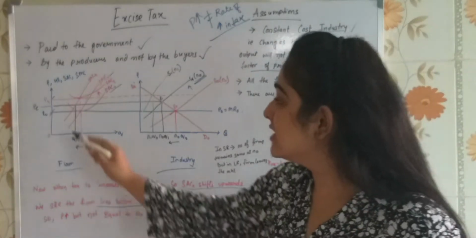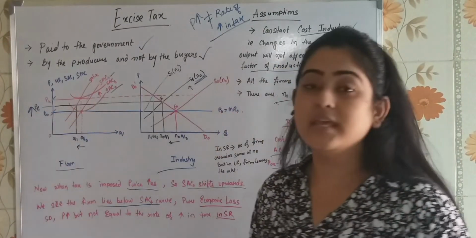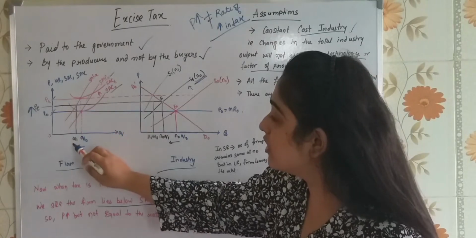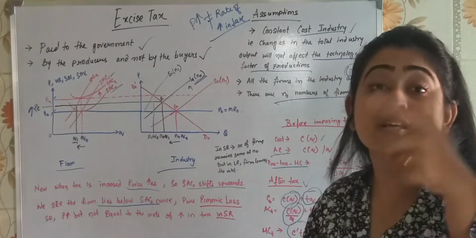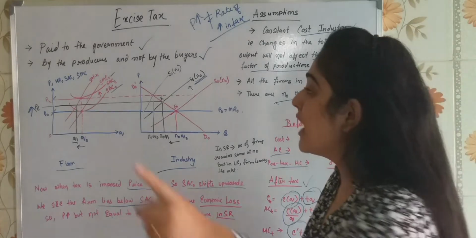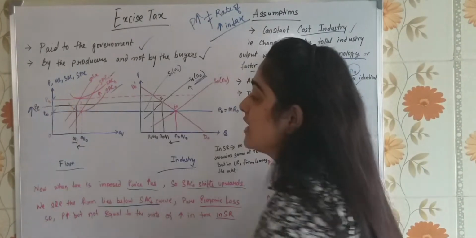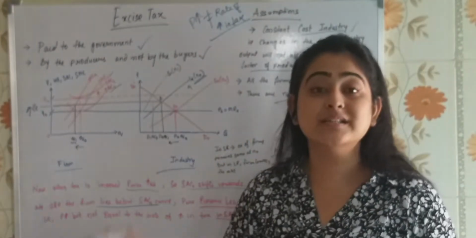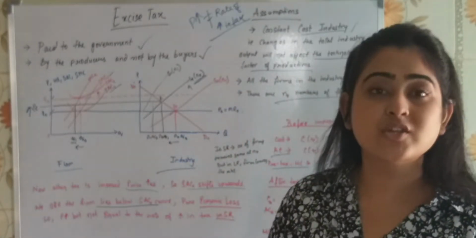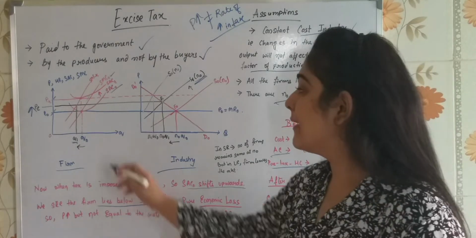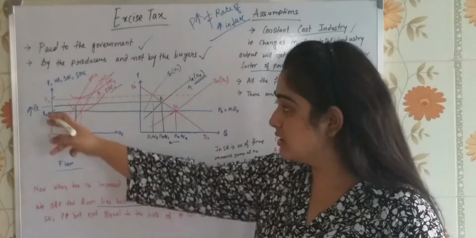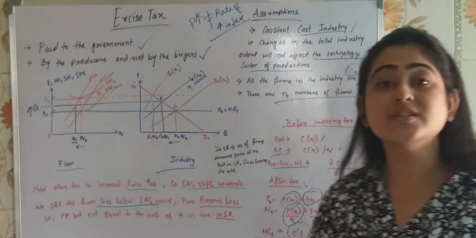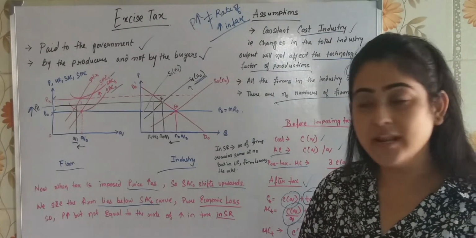How much will the price increase? It will increase only till PE. If the price increases till PE, we get a quantity of Q1, meaning the quantity is falling. If the price had increased by the rate of tax, the quantity would have remained the same. But now the price cannot increase that much, because the demand curve is downward sloping. So the price increases only till PE, and that's why we get another quantity, Q1, which is less than Q0.